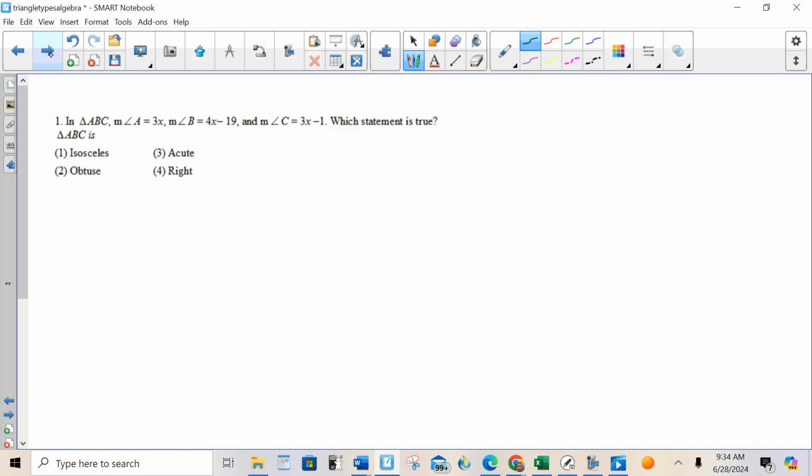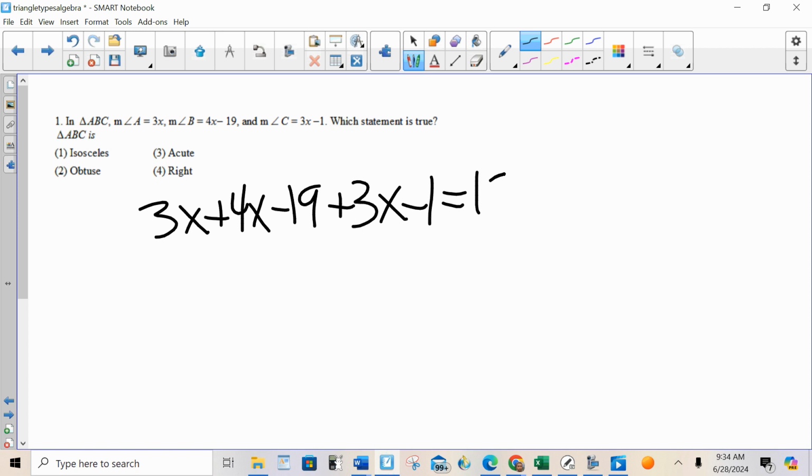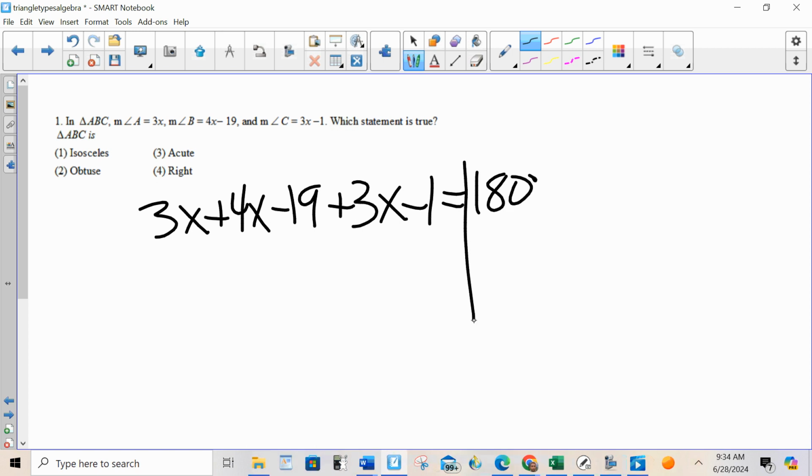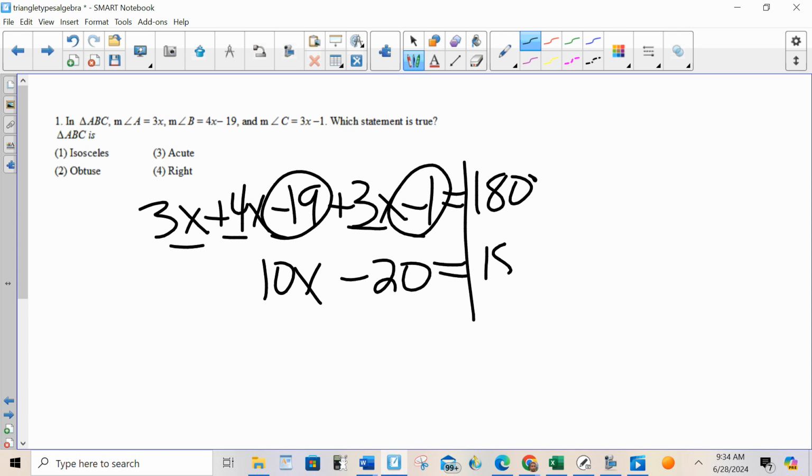So in order to classify a triangle, first off, I need to know what the angles are. So if they give me algebraic expressions, since I know that the angles of a triangle have to add to 180, I do angle A plus angle B plus angle C equals 180 degrees. From here, we do the algebra. We combine like terms. 3x, 4x, and 3x is 10x. Negative 19 and negative 1 is negative 20 equals 180.